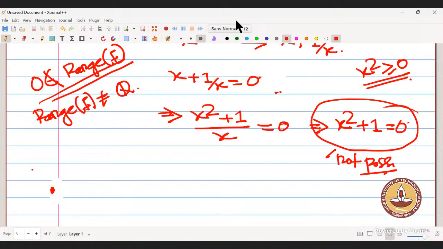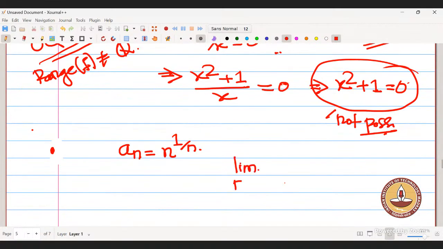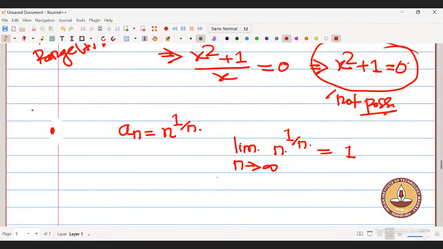Yes, sir, I'm facing a problem in the practice assignment question number 2. How to deal with sequence questions? Some of it is already given, right? You have a sequence A_n. This converges to what? Converges to 1. It is already given.